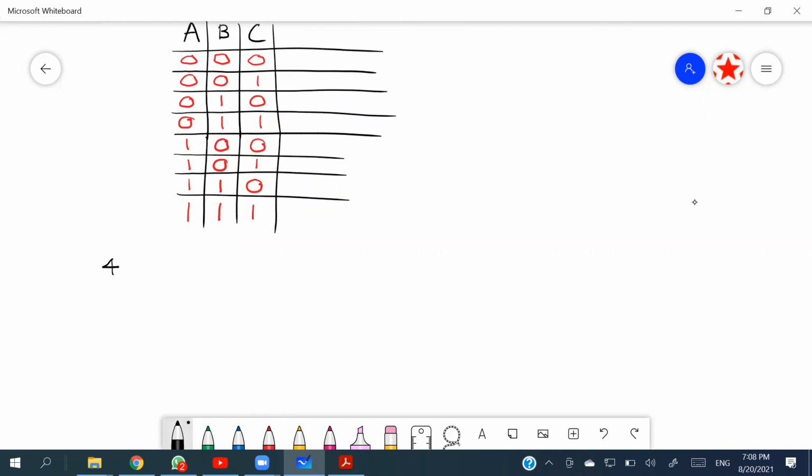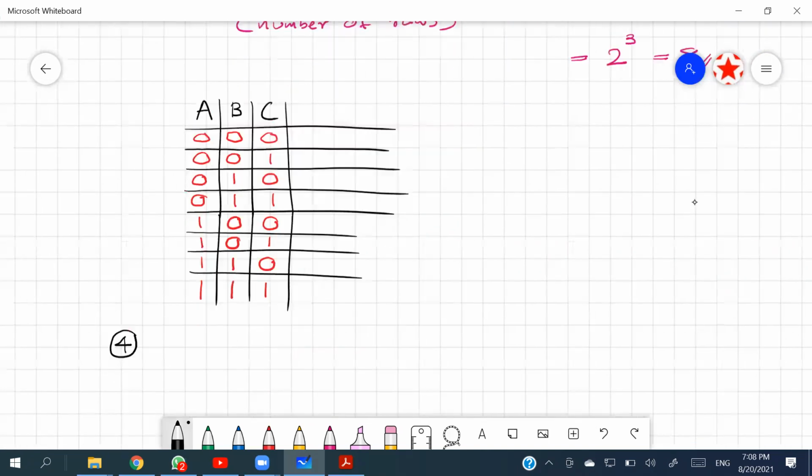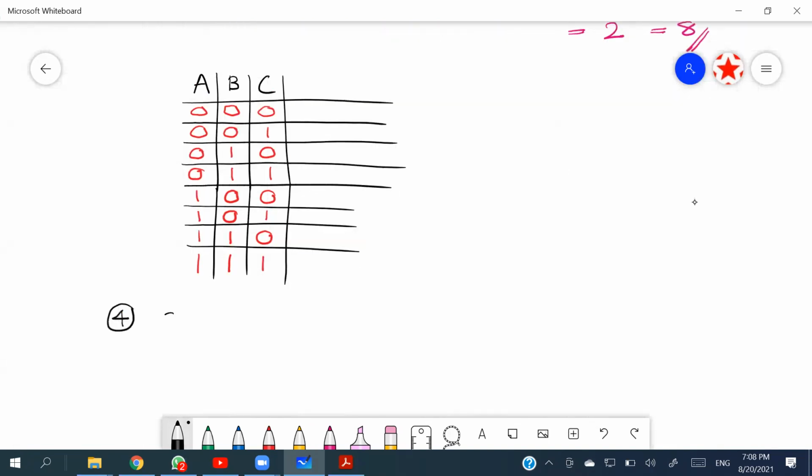Okay, that will come after the class. Right? So the fourth one, what we have to do is complete the truth table.